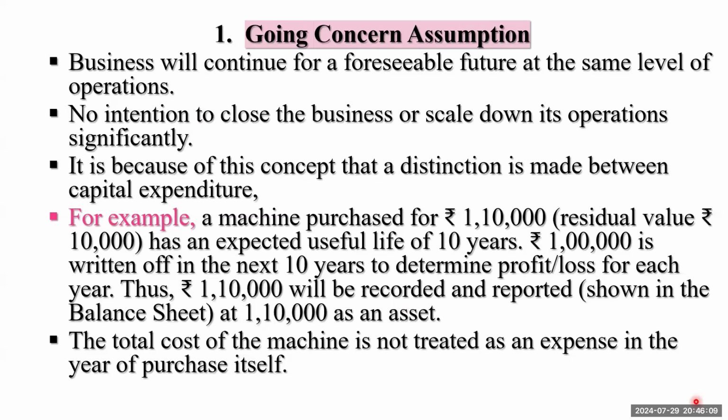Suppose you have purchased a machine. The example is given here. A machine has been purchased for 1,10,000 and it's going to be used for 10 years. So it is not considered as an expense. It is not fully debited to the profit and loss account. It is depreciated year after year at a fixed rate, and the total cost is spread over the entire life of the asset.